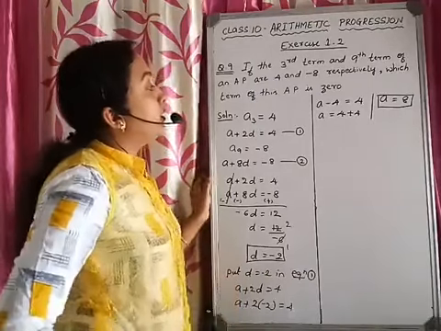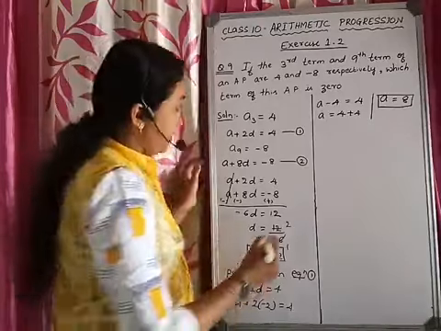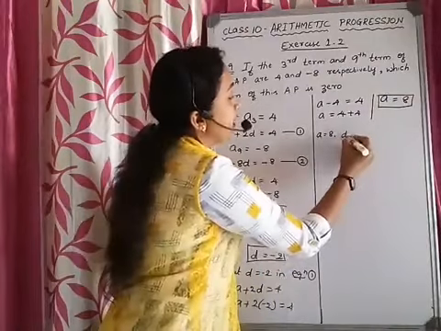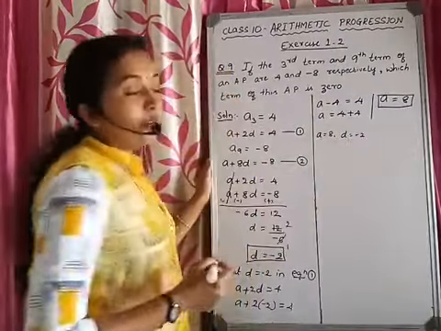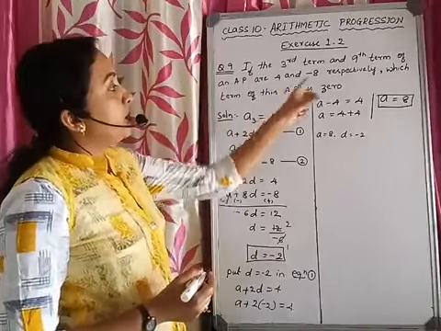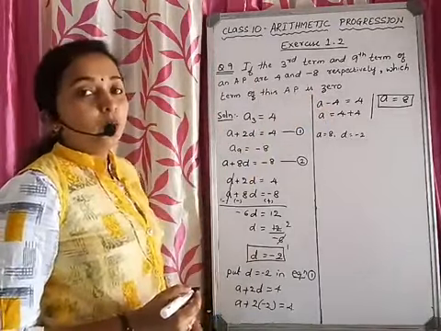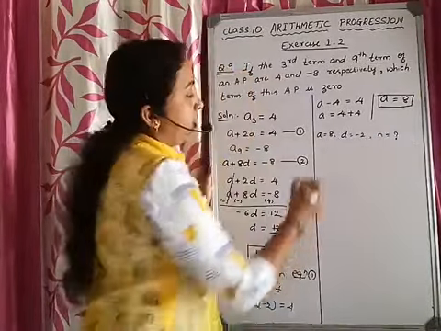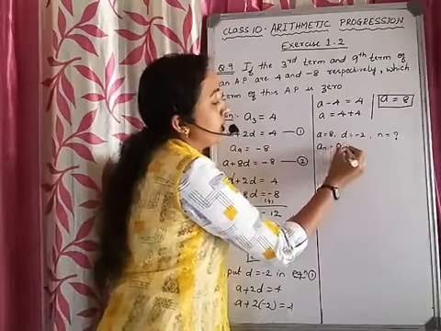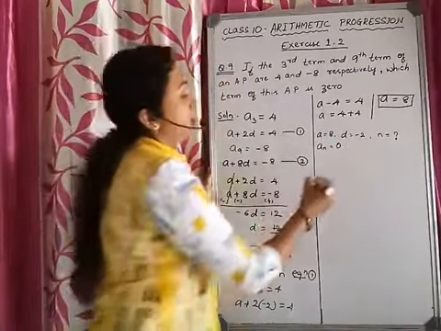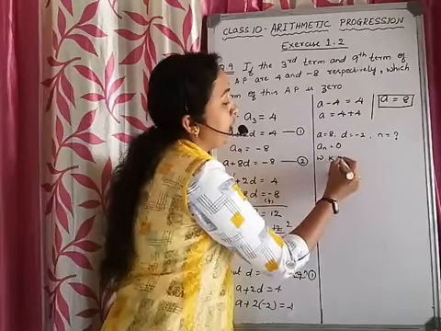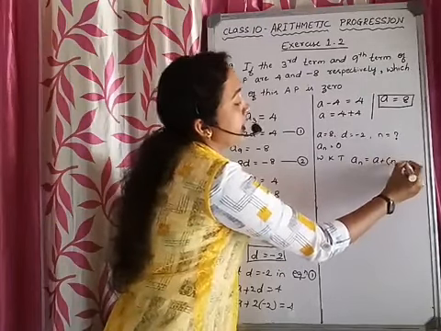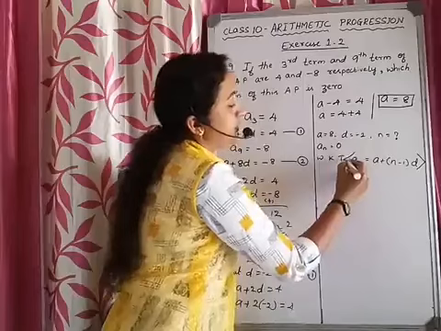So we have the necessary data now. So let us take the data. A is equal to 8. D is equal to minus 2. What we have to find now? Which term of the AP is 0? So we have to find the value of n. So take an is equal to 0. Right, children? Now write the formula. We know that an is equal to a plus n minus 1 into d.